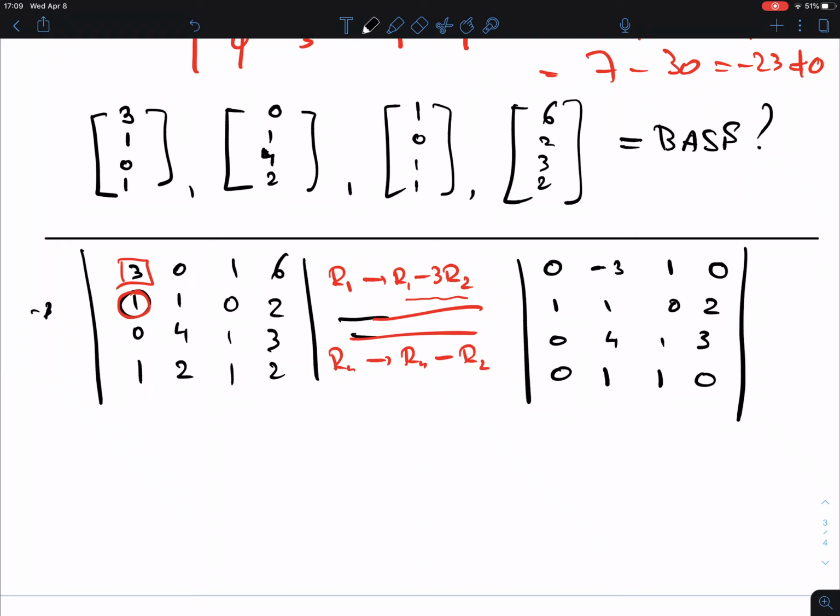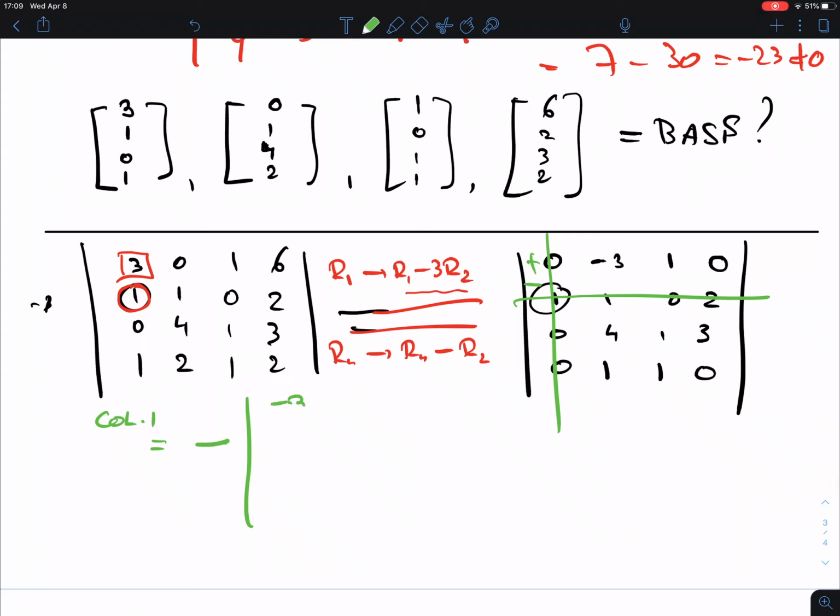Okay, right. So I have my pivot, be careful, this is now a plus minus, so for the cofactor I will get a negative, so column 1, right? So I get a negative here from the cofactor, and what is left is negative 3, 1, 0, 4, 1, 3, and 1, 1, 0.